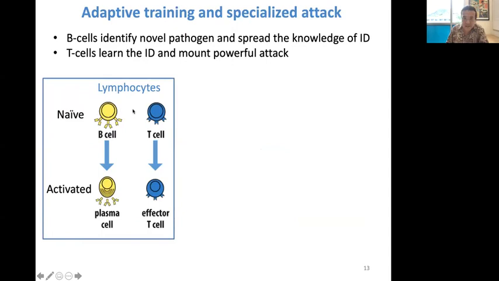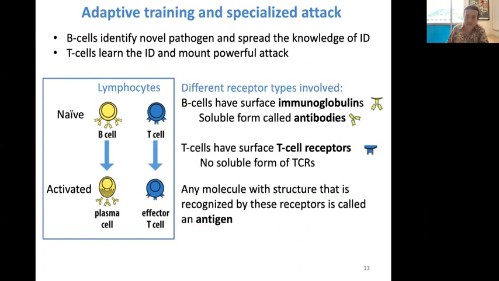Right. So lymphocytes like B cells and T cells, the B cells, their job is to identify novel pathogens and spread the knowledge that something new has come along here, bad clown, exotic clown, and it wants to go ahead and train the rest of the immune system to be on alert. Right. T cells, on the other hand, they will learn the identification from cells like B cells, and they are the SWAT team that's going to mount the powerful attack. So there are different types of receptors involved here.